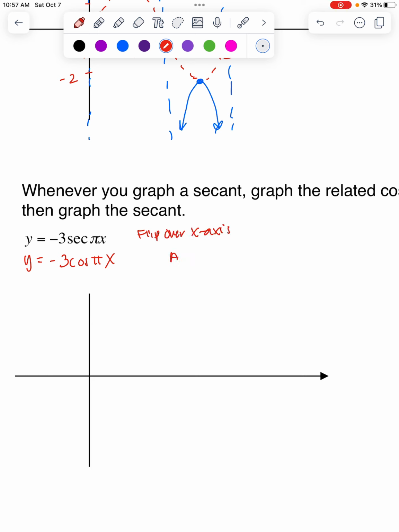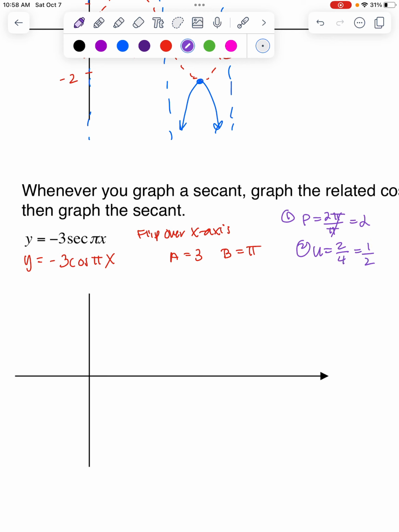I have an amplitude of 3. I have a b of pi, so we are going to undergo a period change. P is equal to 2 pi divided by pi. So my new period is 2. And it looks like my new units are 2 over 4, which gets me to 1/2.